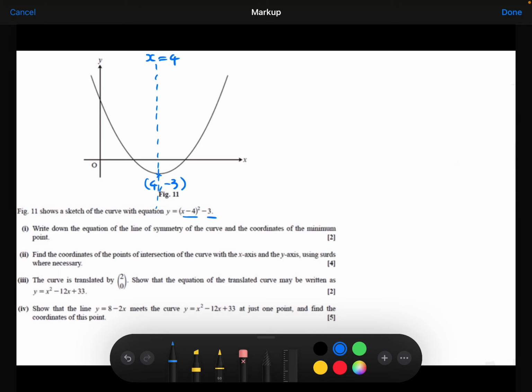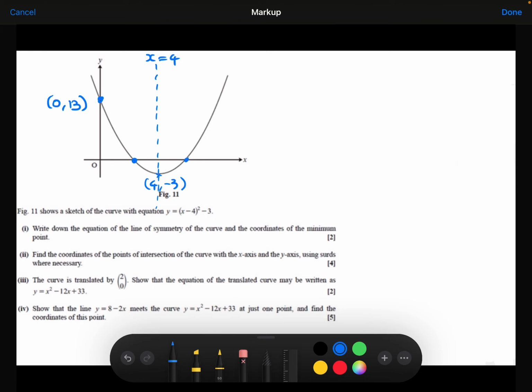Every point on that line has x coordinate 4. Part II. Find the coordinates of the points of intersection of the curve with the x and the y axis. So I need to know these 3 coordinates. Well, the intersection on the y-axis, that's easy because I know x is 0 there. So if I substitute 0 into my equation here, 0 minus 4 is minus 4. Minus 4 squared is 16. 16 take away 3 is 13.